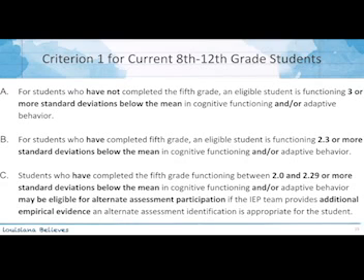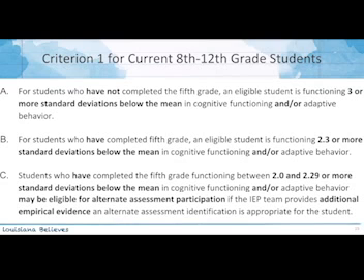Subsection A still reads, for students who have not completed the 5th grade, an eligible student is functioning 3 or more standard deviations below the mean in cognitive functioning and/or adaptive behavior. There were no revisions made to subsection A of this first criterion for students currently in 8th grade and above. Although subsection A does not apply to students currently in 8th grade and beyond because they have already completed 5th grade, this subsection remains in the policy to adhere to policy alignment.